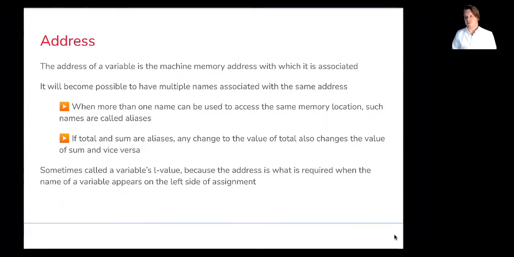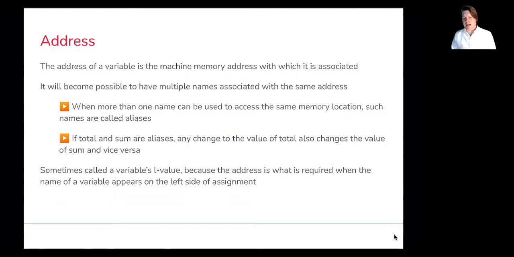It will become possible when we introduce things like references to have multiple names associated with the same address. When more than one name can be used to access the same memory location, we're going to call these names aliases or references. For instance, if total and sum are aliases, they're bound to the same object. Any changes to the value of total also change the value of sum and vice versa, because they're names for the same object. It's like Michael and Mike. So there is a possibility to have two names that refer to the same person.